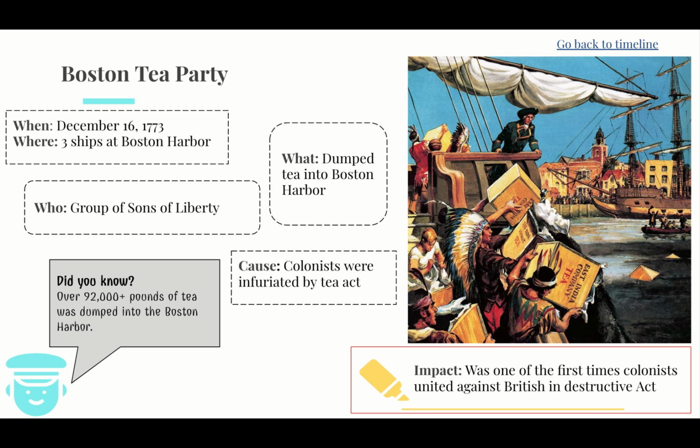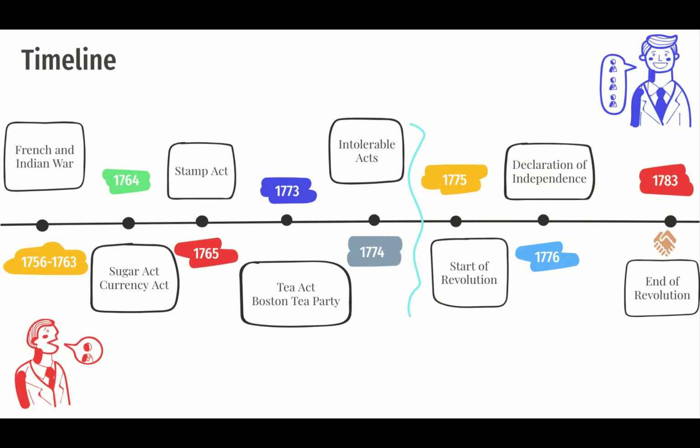The cause of all of this was that the colonists refused the unloading of the tea from a ship that came from England, but the lieutenant governor and chief justice refused to return the ships. So the colonists got mad and started rioting. So the impact was this: this was one of the first times the colonists united against Britain in a destructive act.